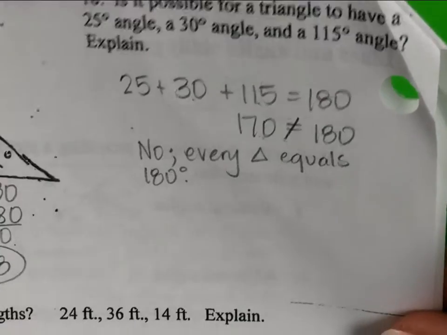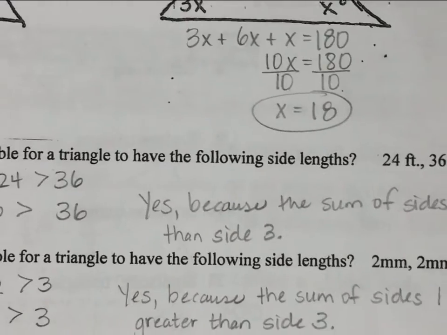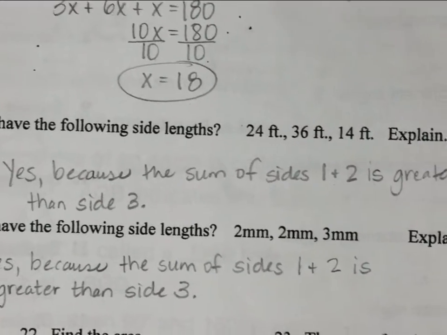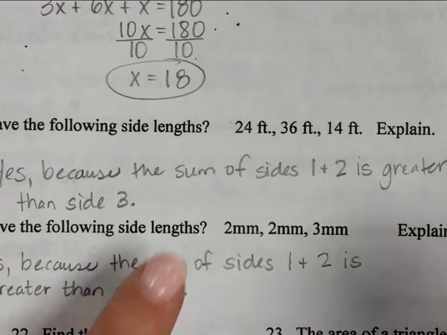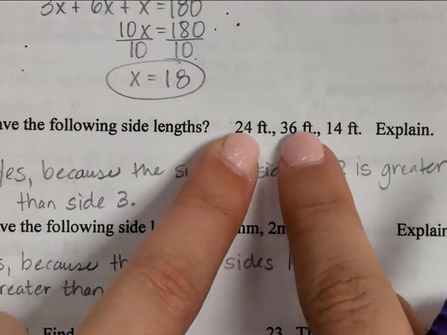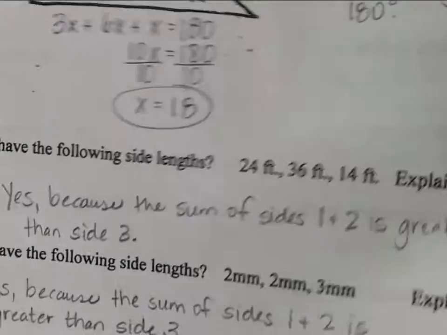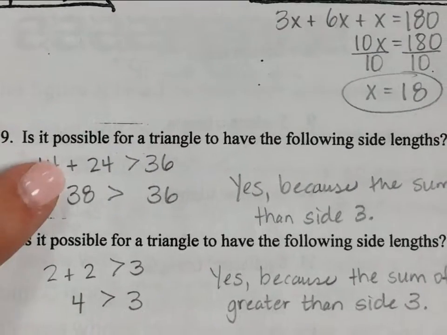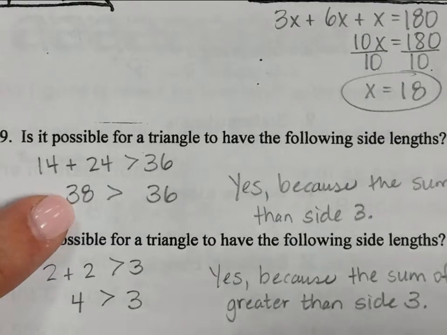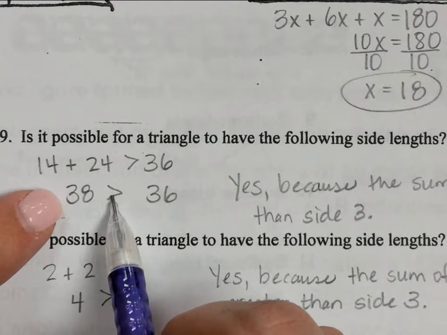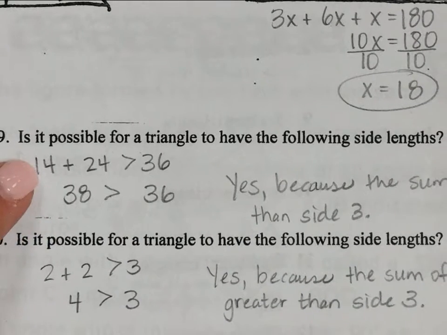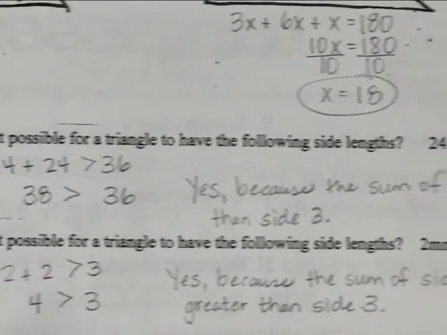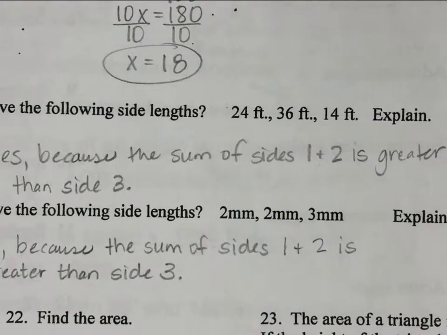Okay. Number 19, is it possible for a triangle to have the following side lengths? 24, 36, and 14. So this is like what you were just asking about, Sierra. You can add up those two smaller sides, and if they are greater than the larger side, then it's a triangle. So in this case, I have 14 plus 24, which gives me 38. 38 is greater than 36, so that means that it can be a triangle. So if you add up those two smaller sides, and they add up to be greater than the largest side, then it is a triangle.